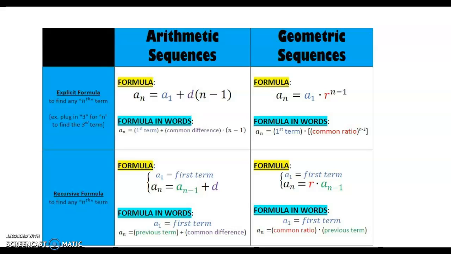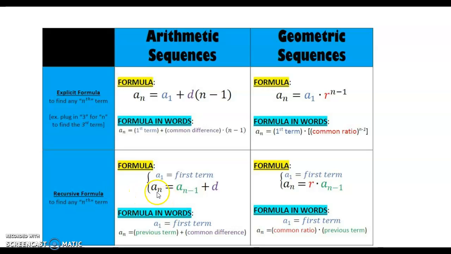Okay, so here are all the generic formulas for sequences that you need to know for the end of course exam. And you will need to memorize these. These will not be available to you on a reference sheet. So for explicit formulas, an arithmetic sequence has this particular formula where a sub 1 is the initial term, the first term in the sequence, and d is the common difference.